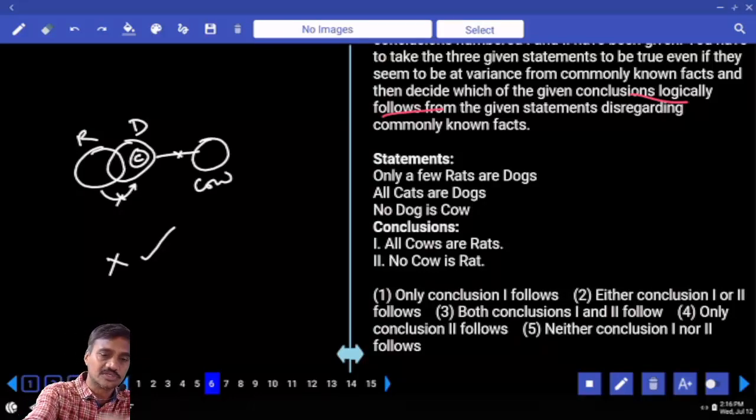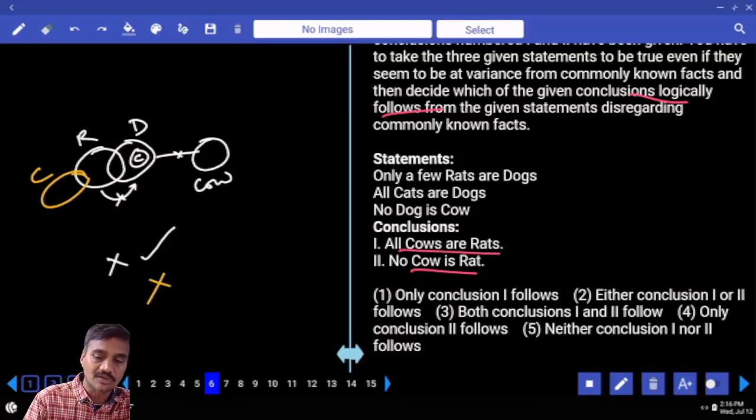Now to make this one false, we need to prove no cow is a rat. Complementary pair, some cows are rats. Now, if you have written like this, no cow is a rat has become false. And in the same diagram, can we prove that all cows are rats? Make the statement some cows are rats true, all is false.